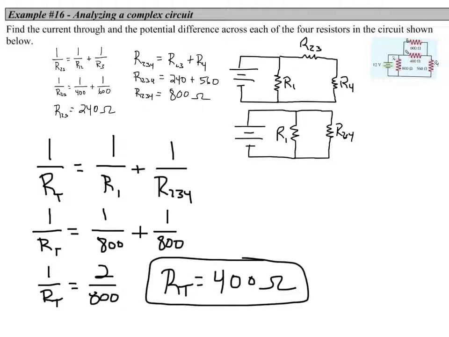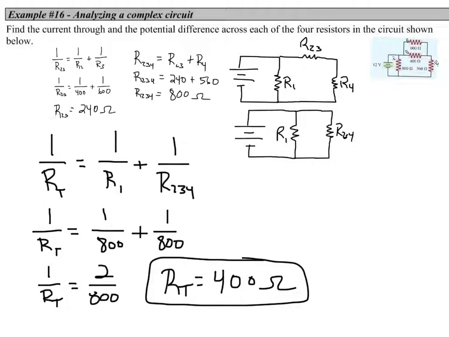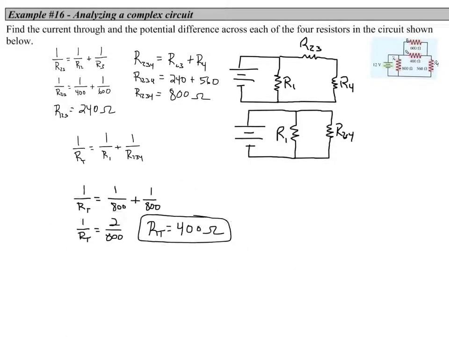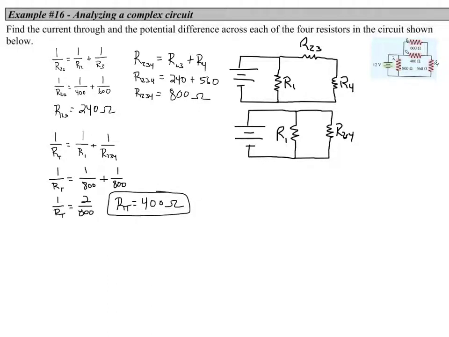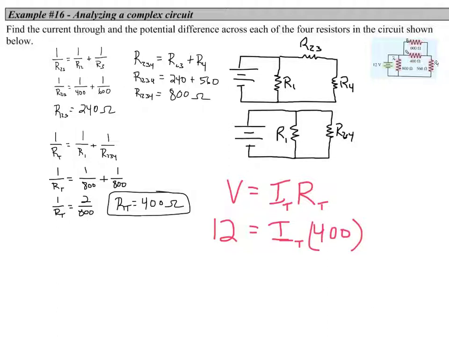Okay? So that's my total resistance for the entire circuit together. Since we're asked about the current and potential difference across each of the 4 resistors, we need to figure out first what the total current is for the whole circuit. We're going to do that by applying Ohm's law. The potential difference for this whole circuit is 12 volts. We're looking for the total current, and so we're going to use that total resistance. So we end up with a total current of 0.03 amps.